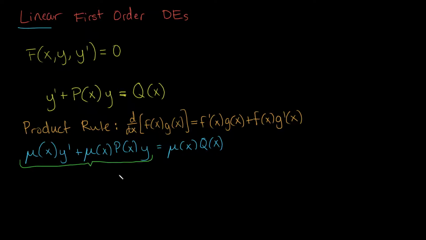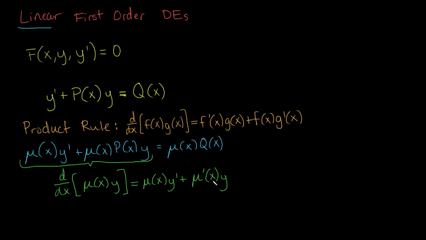Well, let's think about what properties this function would have to have if it was to complete the product rule on the left-hand side of the equation. Well, if we're assuming that we're trying to get this into the form of d/dx of mu of x times y, then the expansion of this, just using the product rule again, is going to be mu of x times y prime plus the derivative of mu of x, mu prime of x, times y.